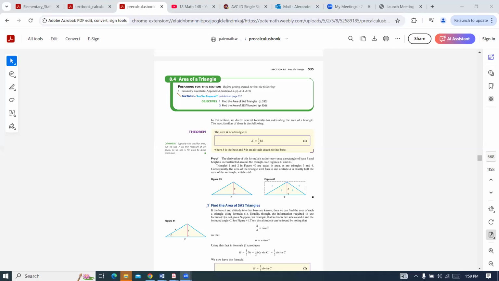And well, I guess it's time to move on. It's been too much time working with triangles, but section 8.4 continues. It deals with areas of triangles. And the good thing is that now we can find the area of any triangle.